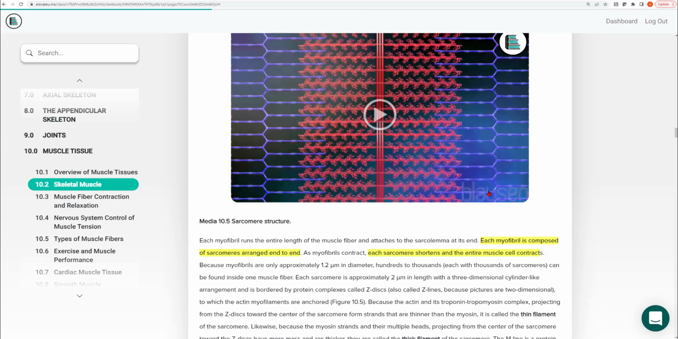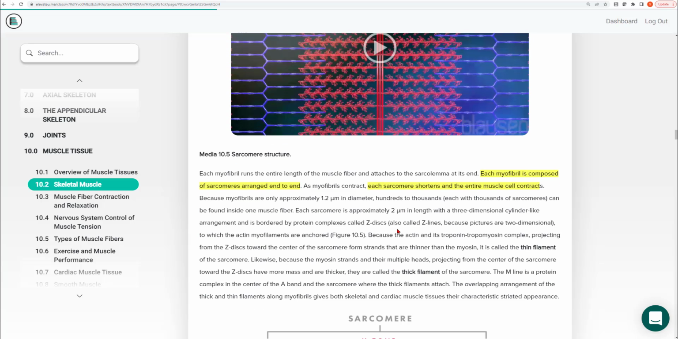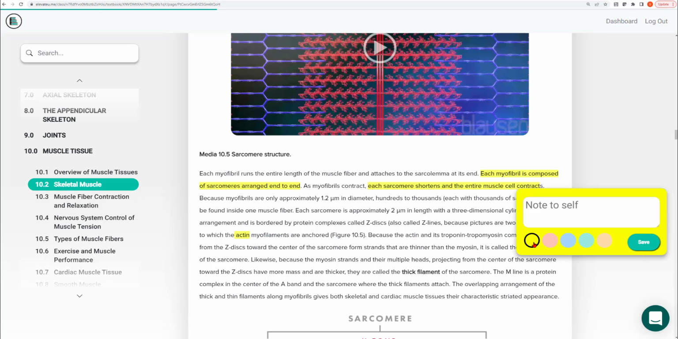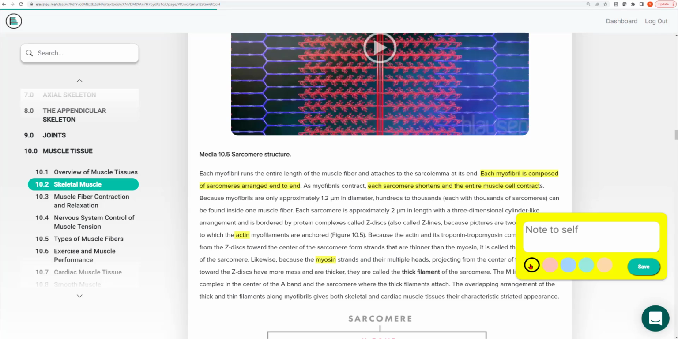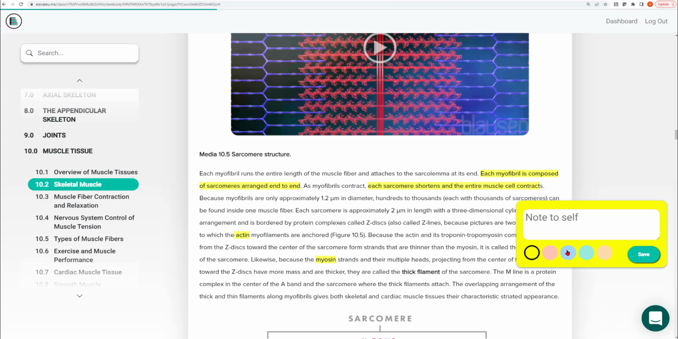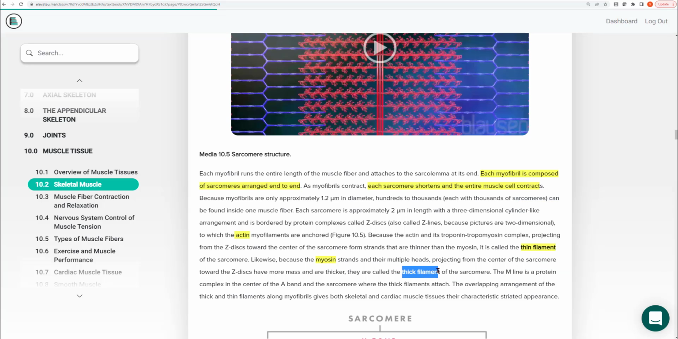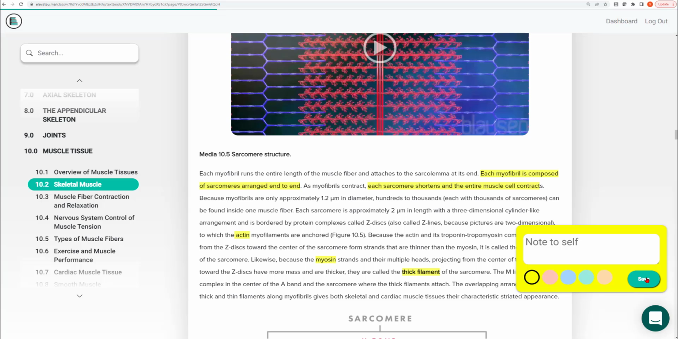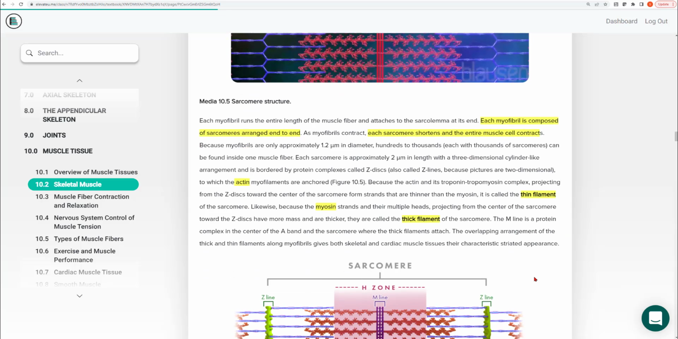Within the sarcomere, we have overlapping proteins, and these proteins are called the myofilaments. Myofilaments come in two flavors: actin and myosin. Okay, actin and myosin. Actin is referred to as the thin filament, and myosin is referred to as the thick filament within the sarcomere. So let's take a look here.